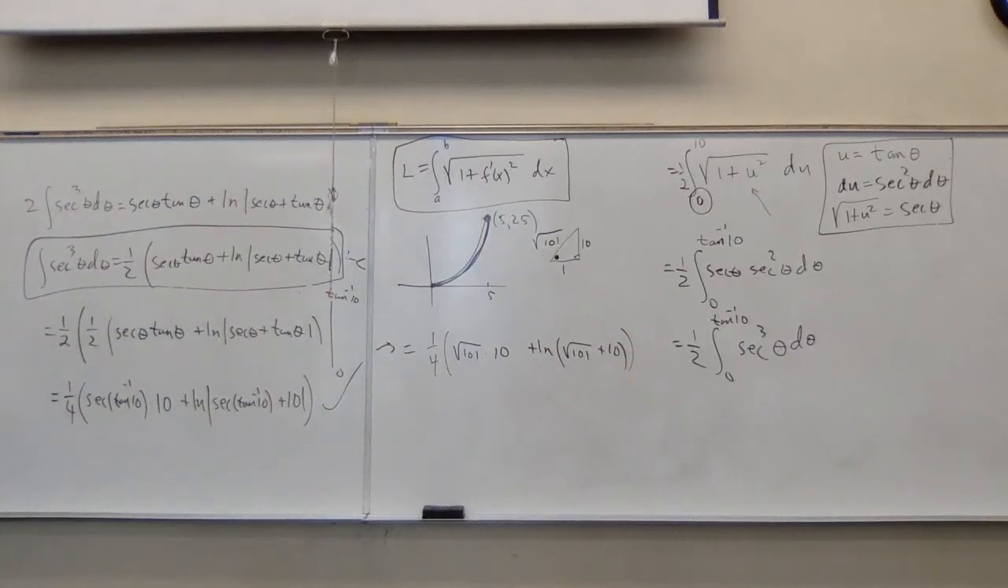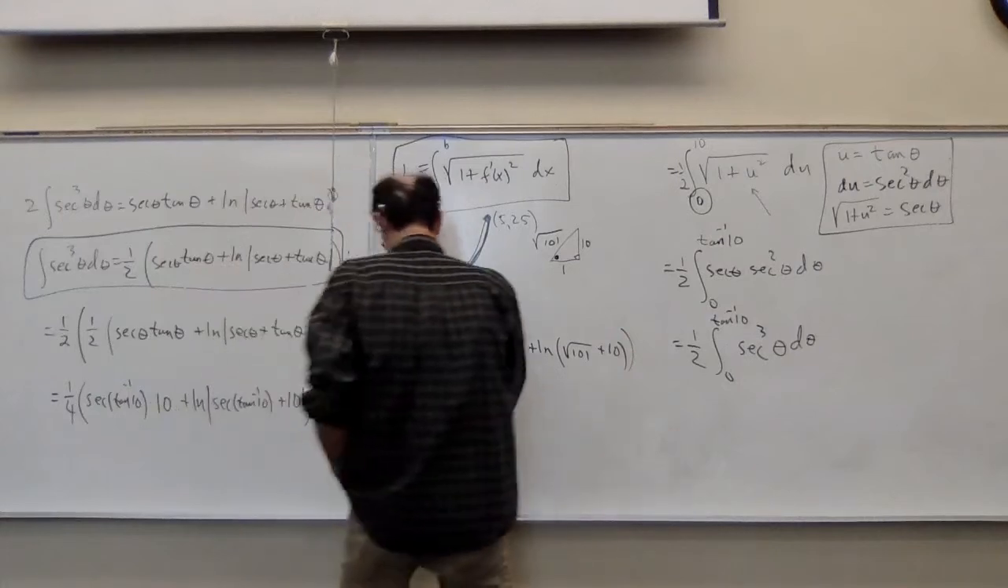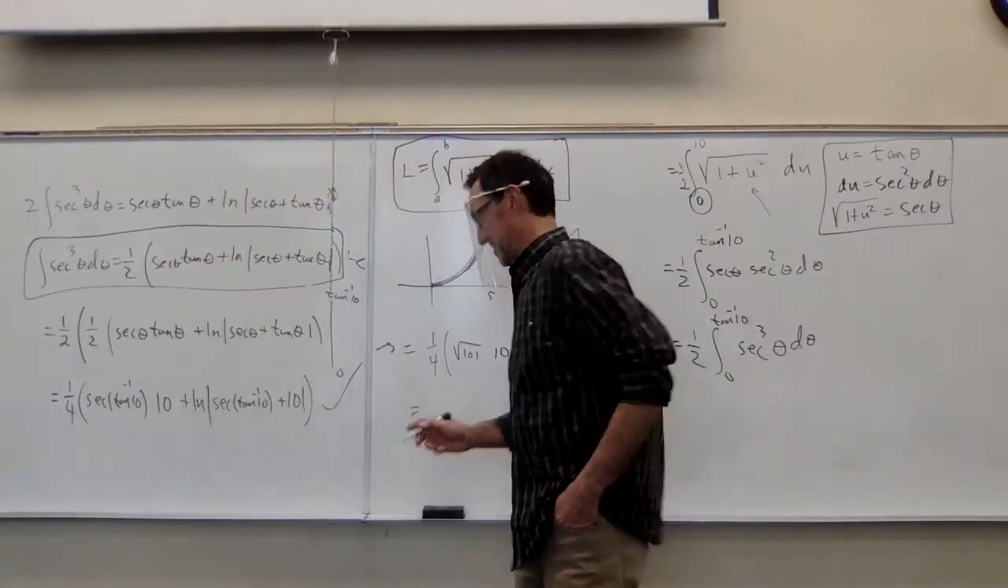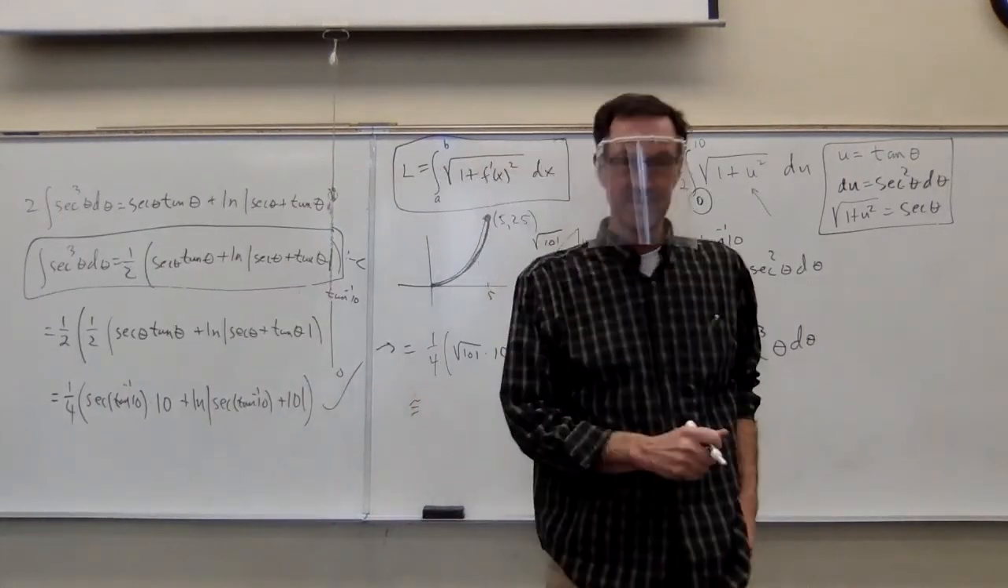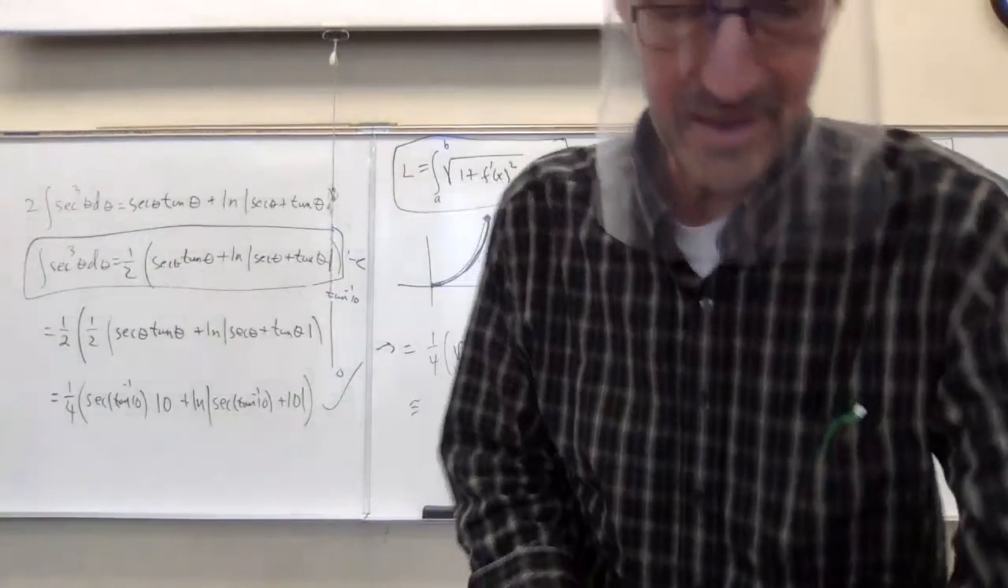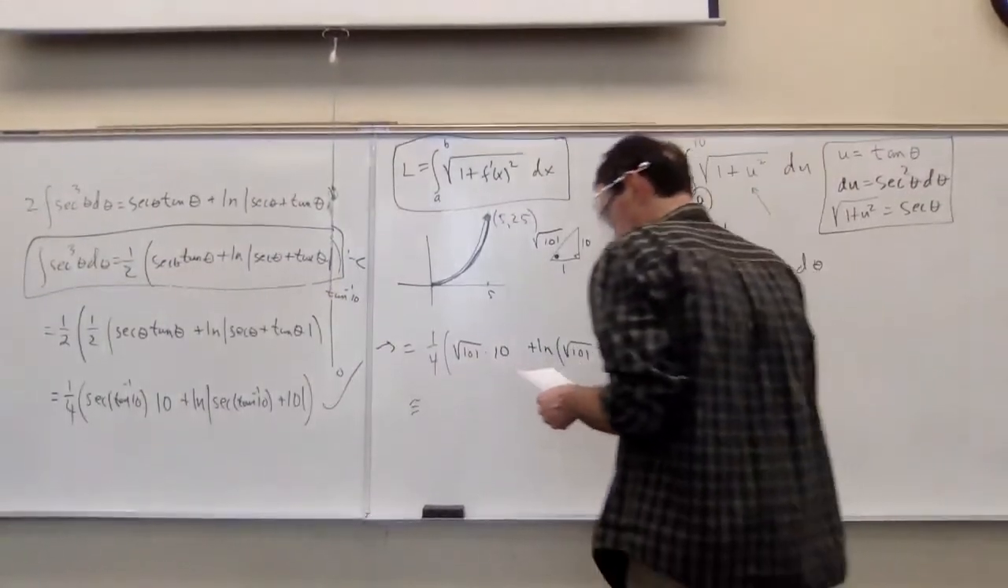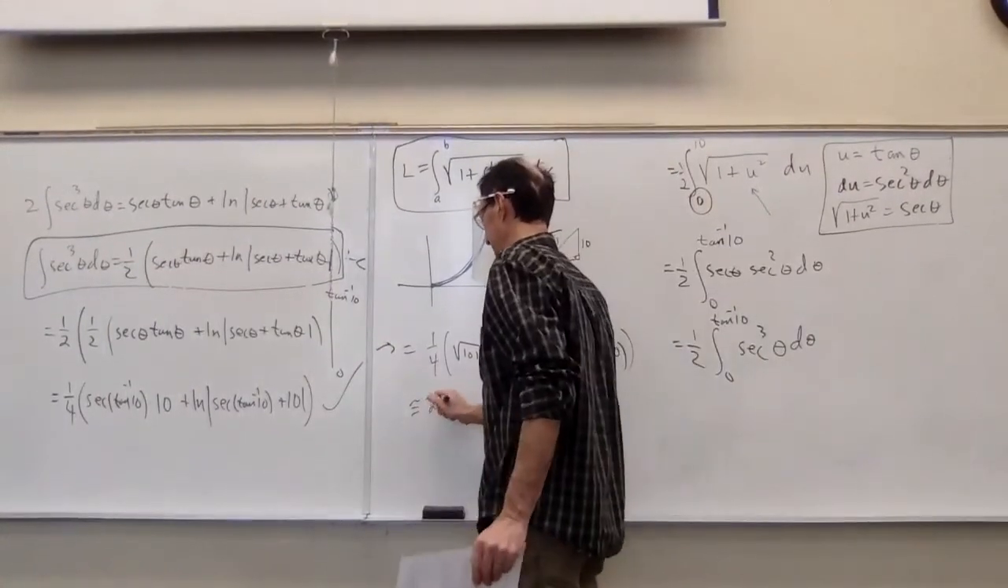There's really no simpler way to write it. We can't break up logs over sums. There's no way. So that's our answer. I pulled my calculator out, and I think I wrote it on here. It's 25.87.